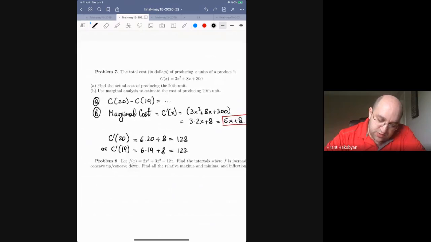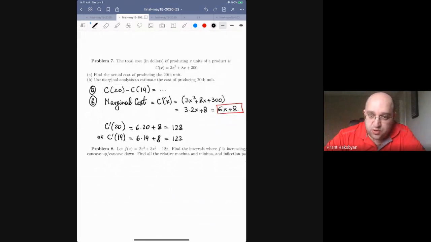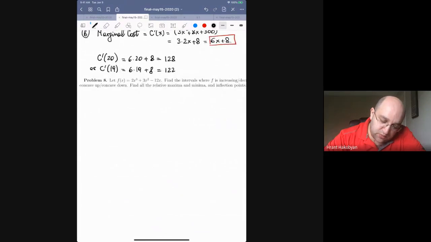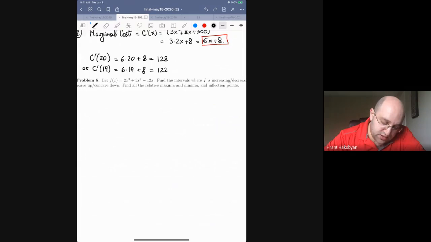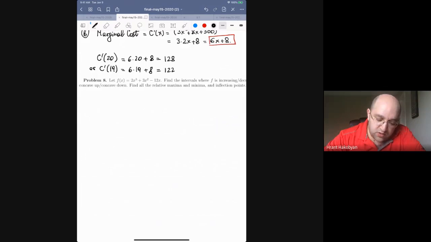Okay, so are there any questions about this problem? Okay, if not, I'm going to do the next one. So find the intervals where f is increasing, decreasing, concave up, concave down, and find all the relative maxima and minima and the inflection points. So again, this is very similar to something we've done on the practice midterm. So I'm just going to go over that fast.